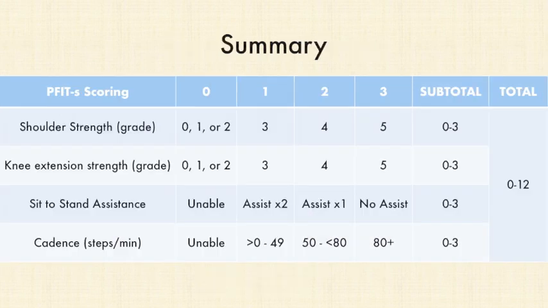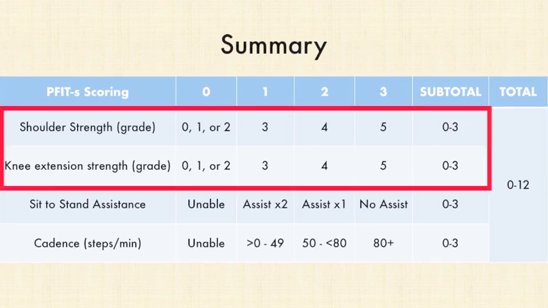To summarize, all 4 components of the PFIT are scored from 0 to 3. The strength tests are graded the same way as the manual muscle test, with scores from 0 to 5, with 5 being the max score. Grades 0 to 2 are given a score of 0 on the PFIT, and grades 3, 4, and 5 are given scores of 1, 2, and 3 respectively.